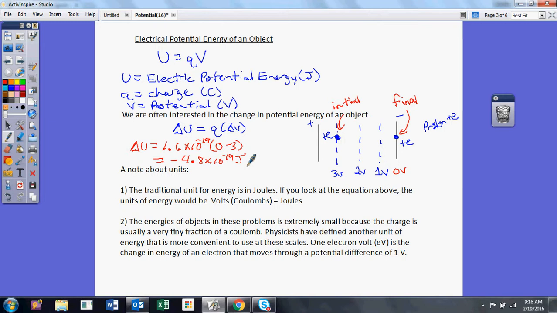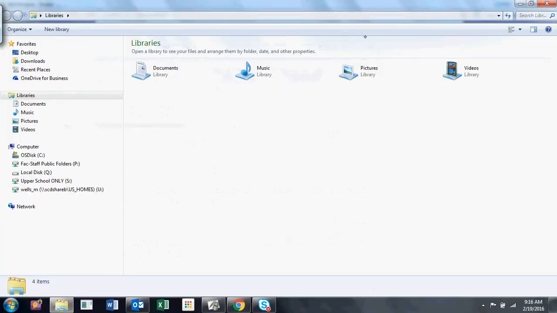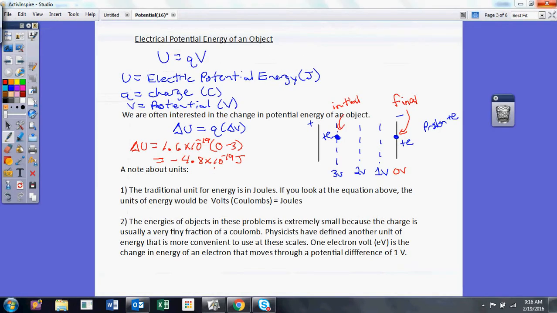Now, a little bit about the units here. 10 to the negative 19th joules is a pain in the neck to use if you're doing this a lot. So we define a unit called the electron volt, and 1 electron volt is equal to 1.6 times 10 to the negative 19th joules. So that's going to make everything much easier.